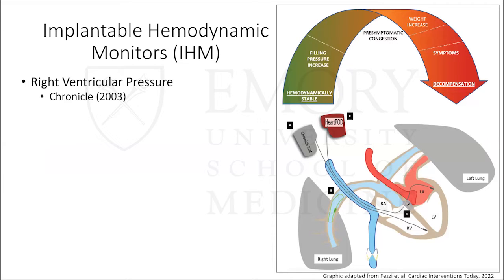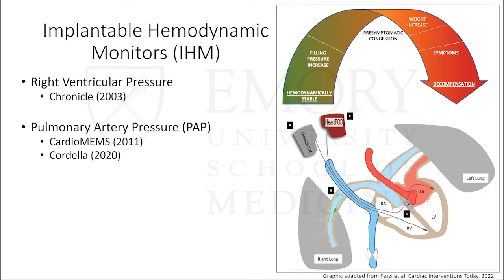And I've arranged this in terms of a little bit of a timeline, as the first implantable hemodynamic monitor was actually a right ventricular pressure sensor, and it was very similar to a pacemaker ICD device. It was called the Chronicle, and its first in-human pilot trial was done in 2003. So over 2 decades ago at this point.